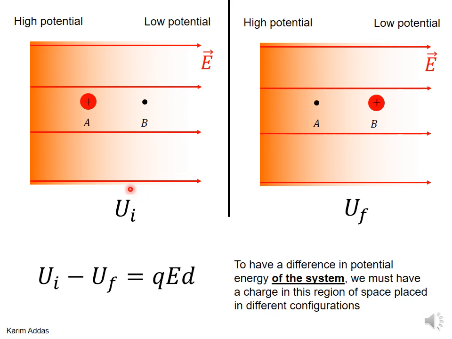But the difference in potential energy can only have a meaning if you have a charge that exists in that region of space and is located at different positions. So this is the initial position, the initial configuration where the charge is at point A, and this is the final position where the charge is at point B. So difference in potential energy only makes sense when you have a charge in this region that exists at different locations.